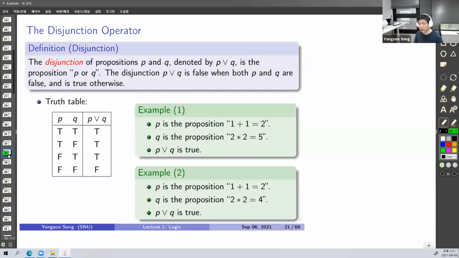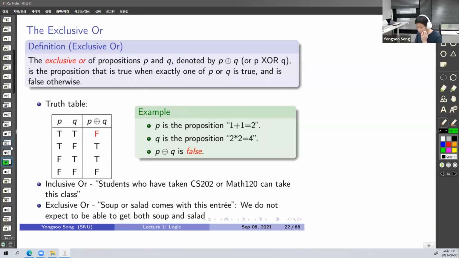And there are two different types of OR operations. The first one is called the disjunction, or also called the inclusive OR. In this case, P or Q is true if at least one of them is true. And the second one is called the exclusive OR, or XOR for short. In this case, XOR of propositions P and Q is true if and only if exactly one of them is true. So if both are true, then P XOR Q is false.